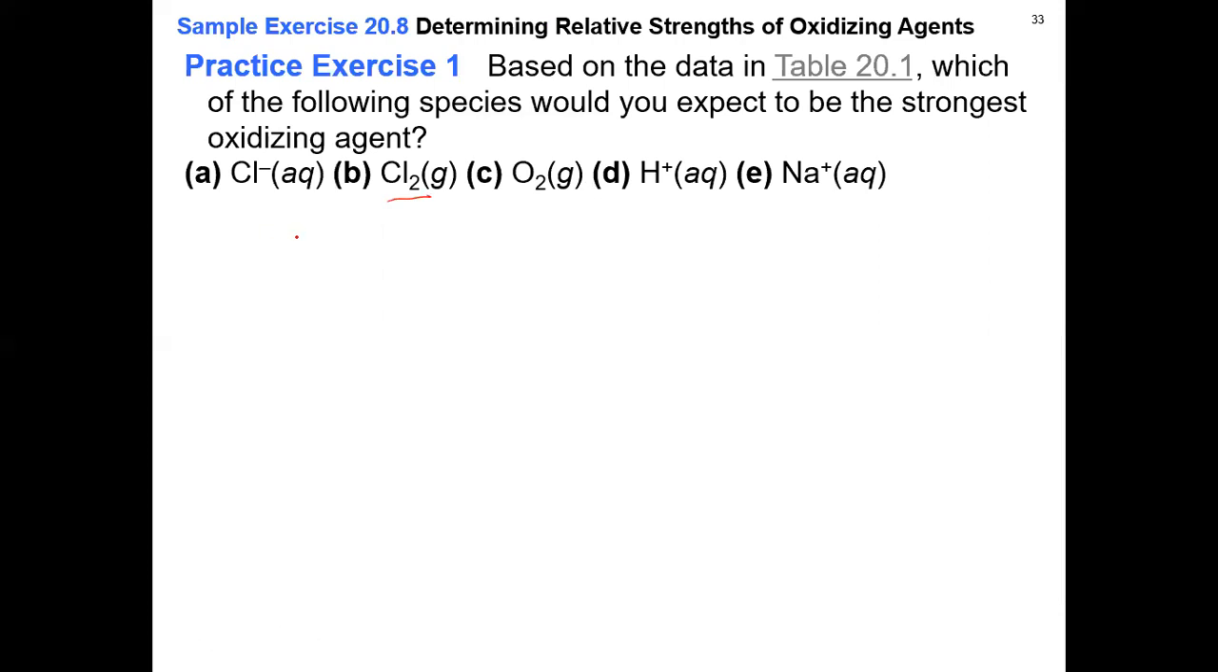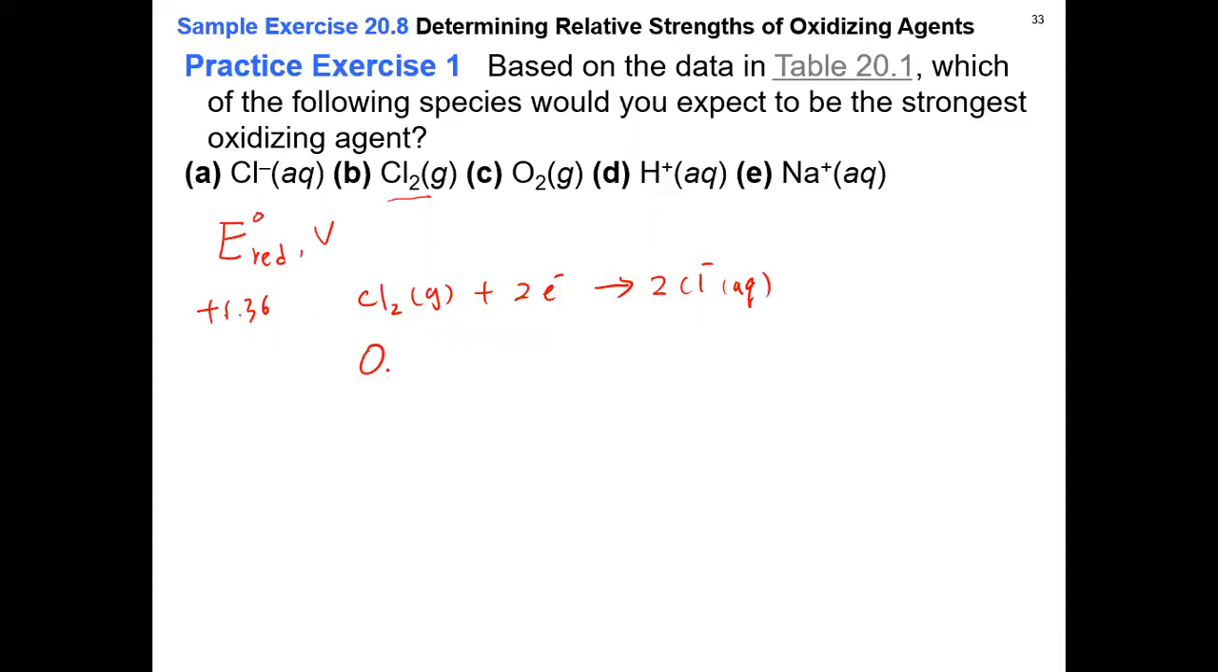If you want to summarize with those numbers, you can get the numbers from the table. Let's make a list with these few reactions. Our first reaction is Cl2 gas plus 2 electrons produces 2 Cl aqueous, and that has a number of positive 1.36, all in volts.